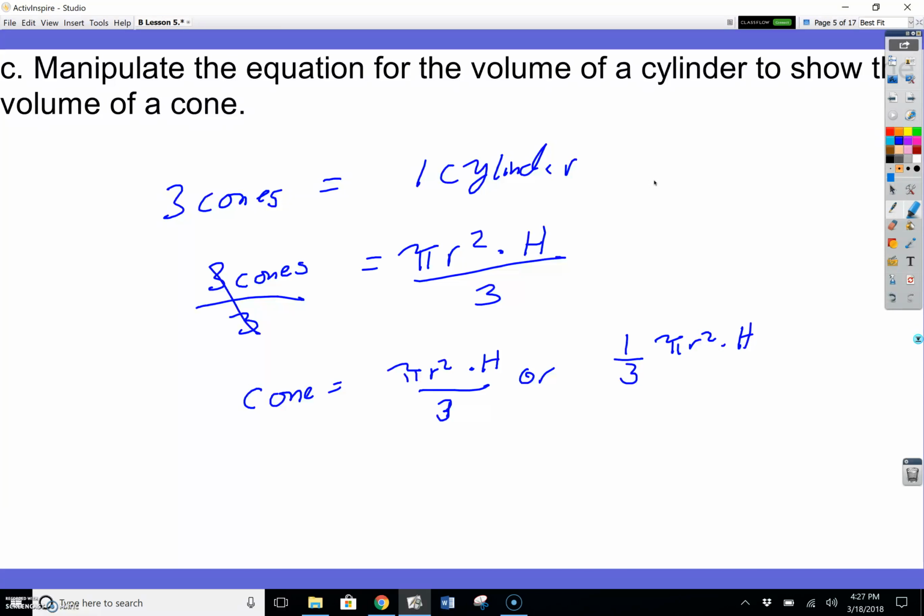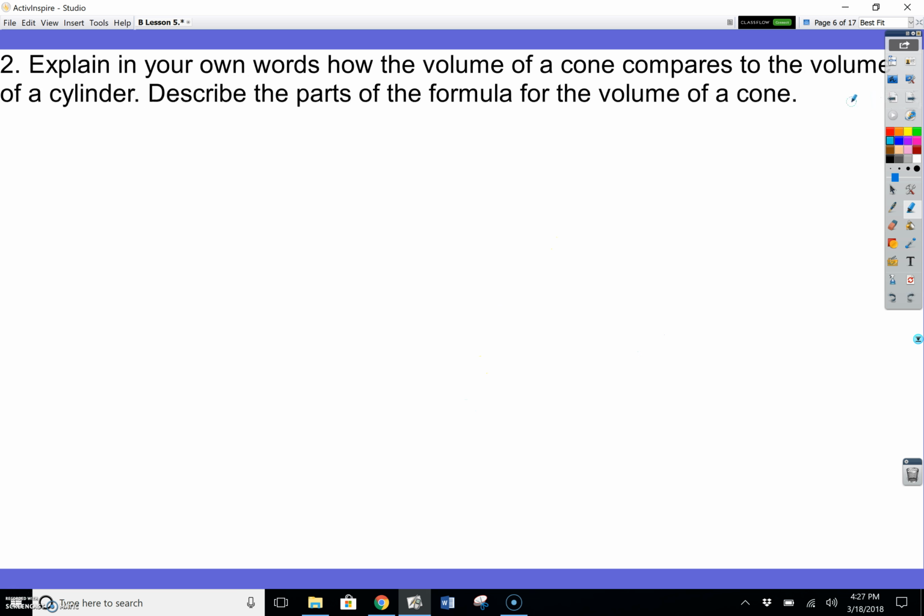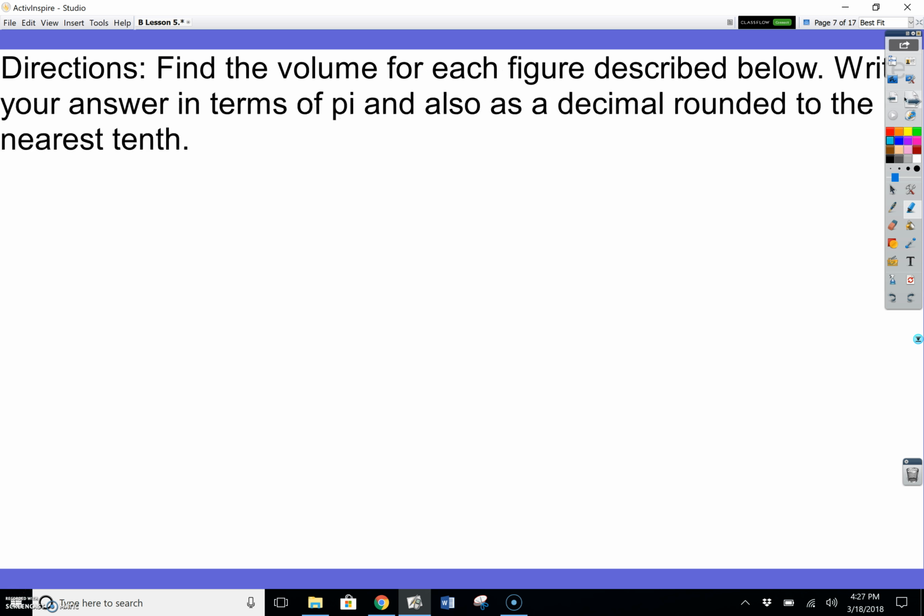Now I want you guys to realize that all of this that I'm highlighting in yellow is just the formula for a cylinder. The only difference between the volume of a cylinder and the volume of a cone is that the volume of a cone is multiplying by 1/3 or dividing by 3. It's the same thing. But I just want you to realize what I'm highlighting in blue. This is the only difference between the volume of a cone and the volume of a cylinder. So explain in your own words how the volume of a cone compares to the volume of a cylinder. We're going to skip this one because we already talked about it. It's just 1/3 of a cylinder equals 1 cone.